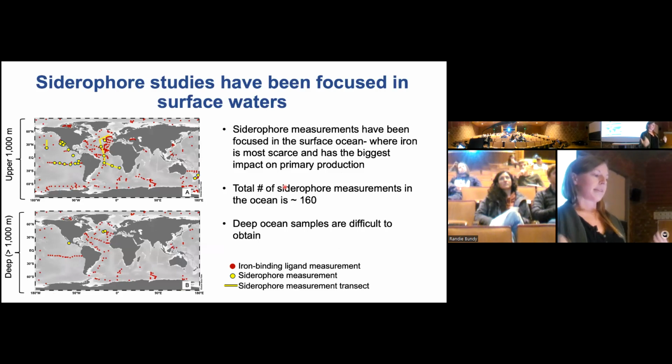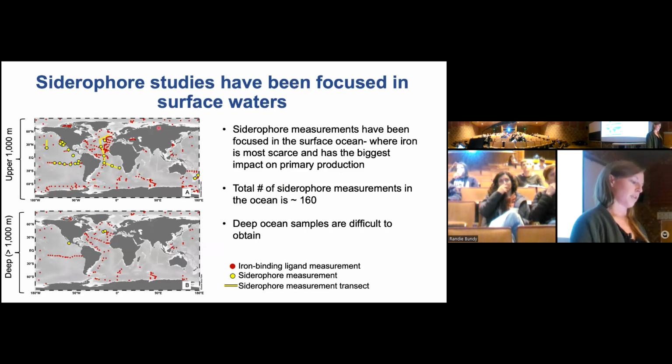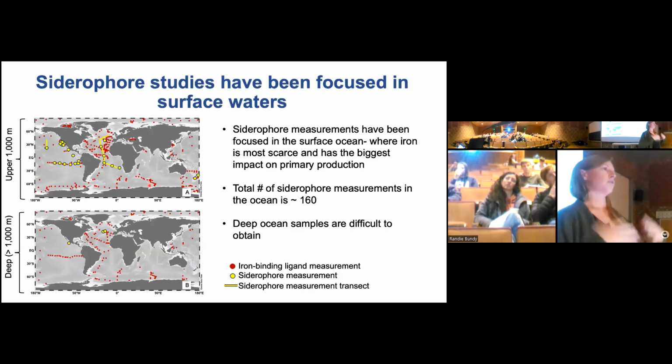So these samples are really difficult to obtain. They're hard to measure. And so we've only recently been measuring siderophores in seawater. This is a map showing different places where we've measured them so far. The top map is showing samples in yellow where siderophores have been measured in the upper 1,000 meters of the water column. And then the bottom is places where samples deeper than 1,000 meters have been measured thus far. And the red dots are places where we measure total organic matter that can bind iron. So siderophores would be a subset of that pool.